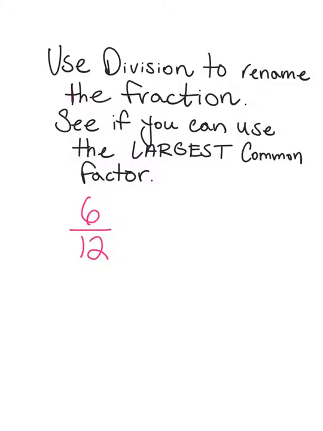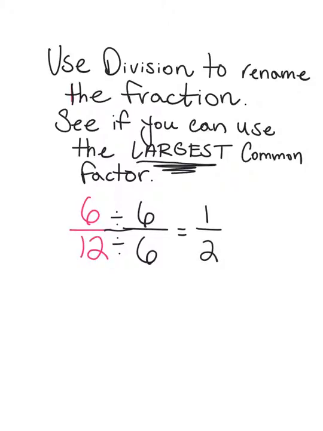The next one says, use division to rename the fraction. See if you can use the largest common factor. So if you look at 6/12, what factor do 6 and 12 have in common? The largest common factor that 6 and 12 share would be 6. So we would divide the top and the bottom by 6 to get 1/2. Again, it's asking you for the largest common factor, and 6 is the highest we can go. So it would be 6 that we divide the top and the bottom by.